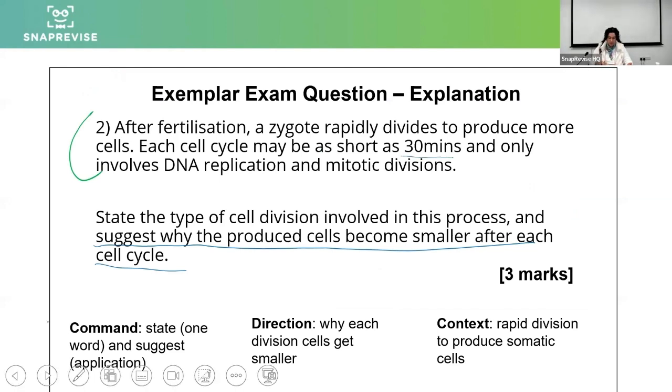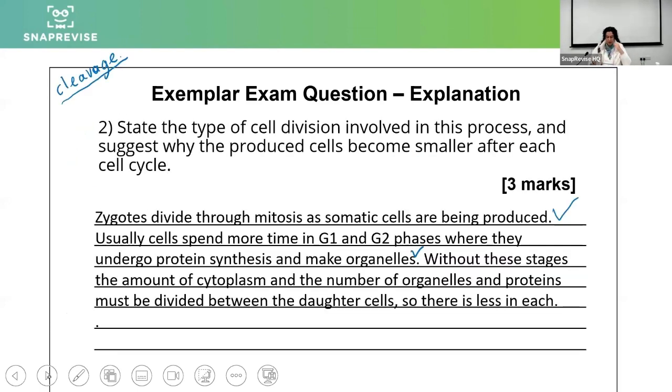And it only involves DNA replication and mitotic divisions. So which stage of the cell cycle is missing? Growth 1 and growth 2. Without growth 1 and growth 2, no organelles. Without these stages, the amount of cytoplasm and the number of organelles must be divided between the daughter cells, so they effectively almost halve with each cell division, so the size reduces.